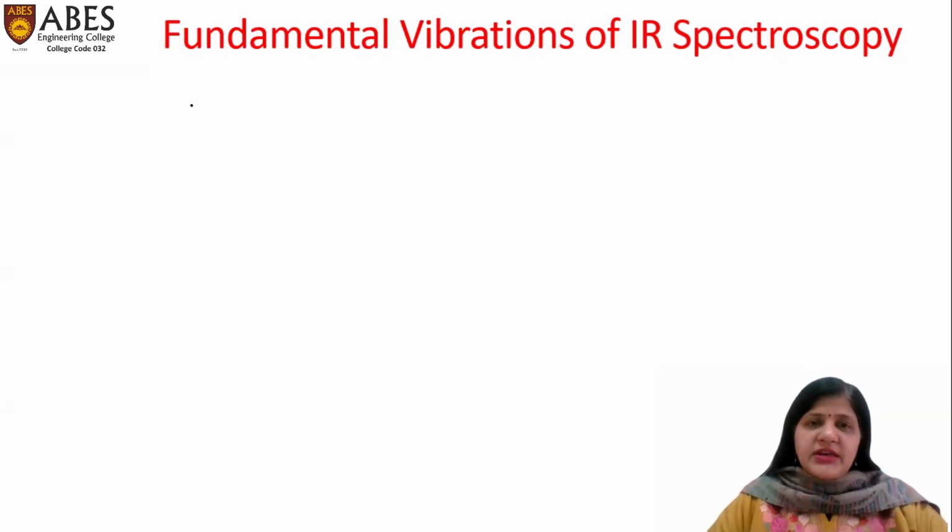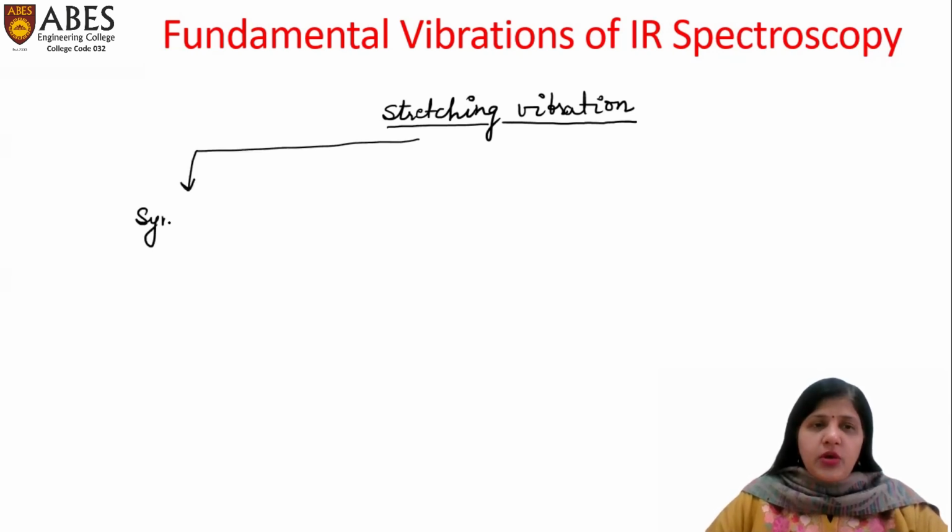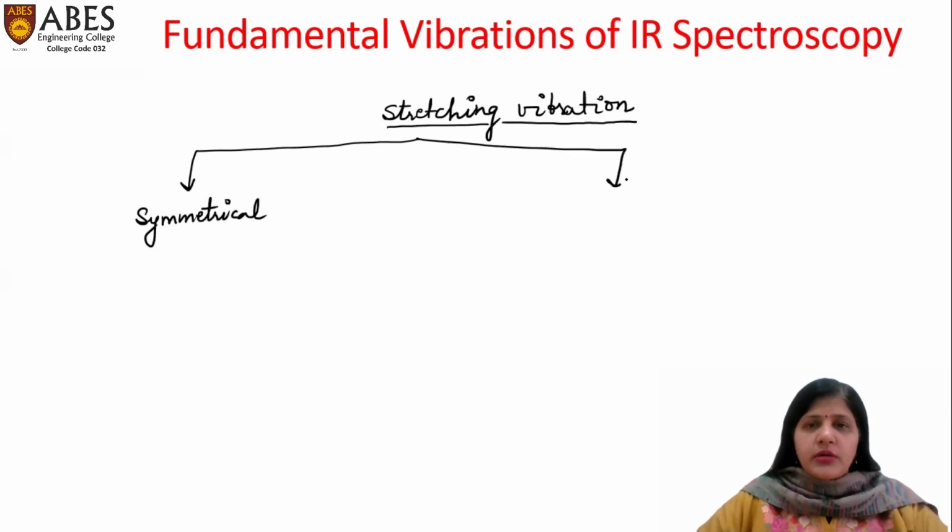Now let's discuss the fundamental vibrations of IR spectroscopy. There are two types of fundamental vibrations: stretching vibrations and bending vibrations. I'll first discuss the stretching vibrations. Stretching vibrations mean the expansion and compression of a bond. The bond is stretching and the bond is compressing. These stretching vibrations can be symmetrical stretching or asymmetrical stretching.